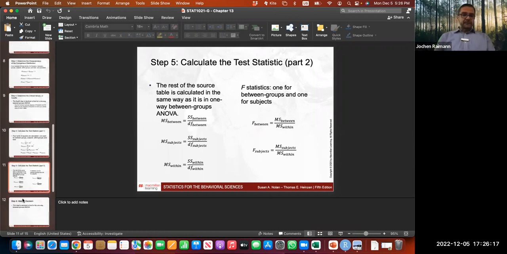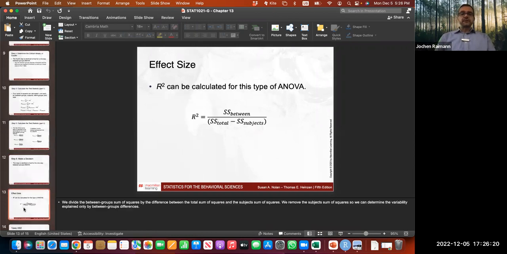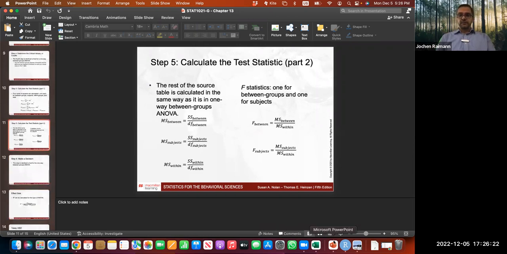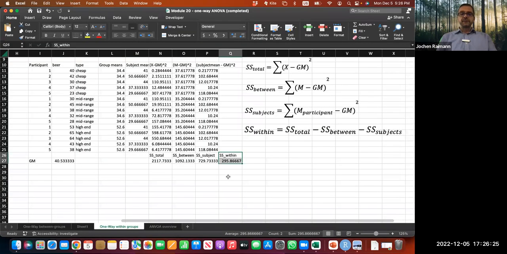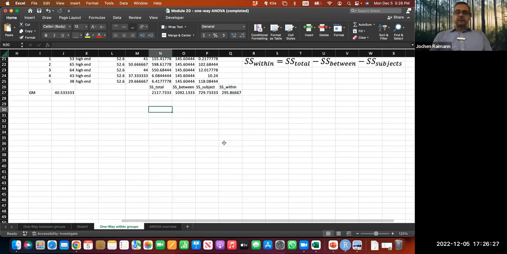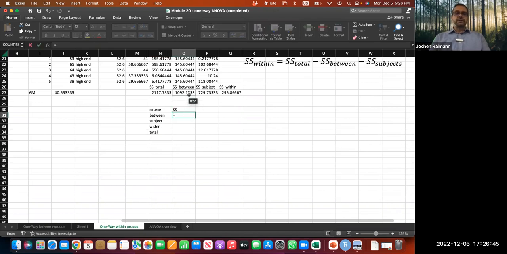But we want to pack this into an F score table. We want to pack this into a source table. So let's do this. We have now source, SS between, subject, within, and total. So the sum of squares is now: between is this, subject is this, within is this, and total is this.